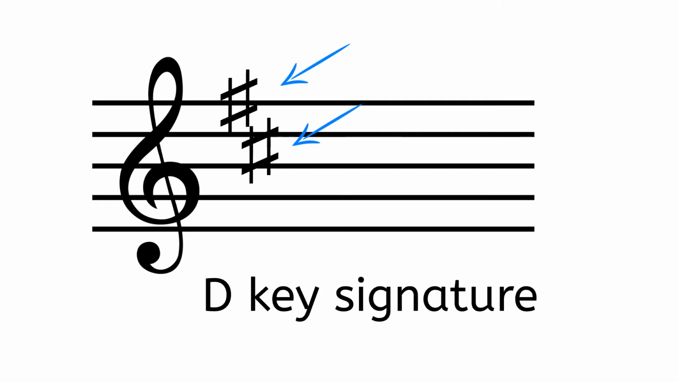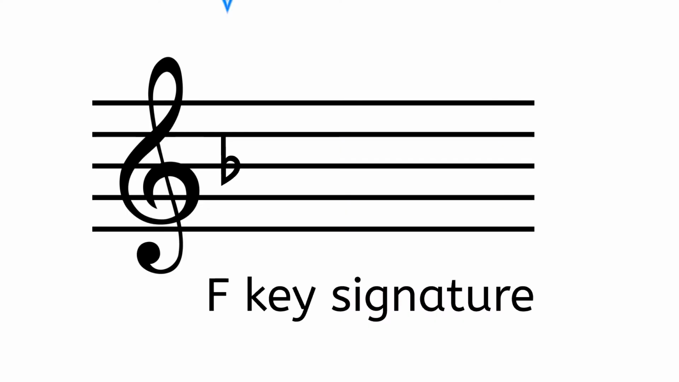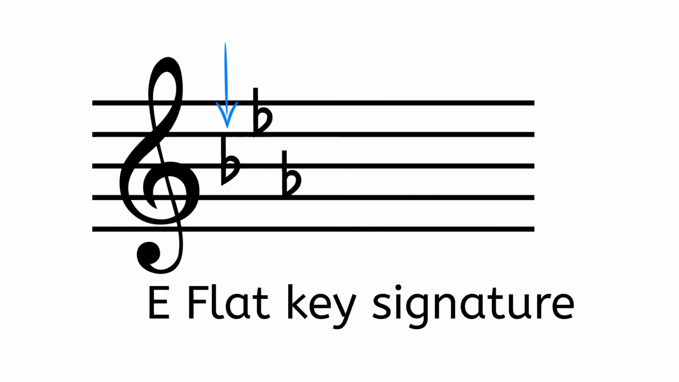We also have keys with flats. The key of F has one flat, and that is B flat. The key of E flat has a B flat, an E flat, and an A flat. We have keys with up to 7 sharps or flats.